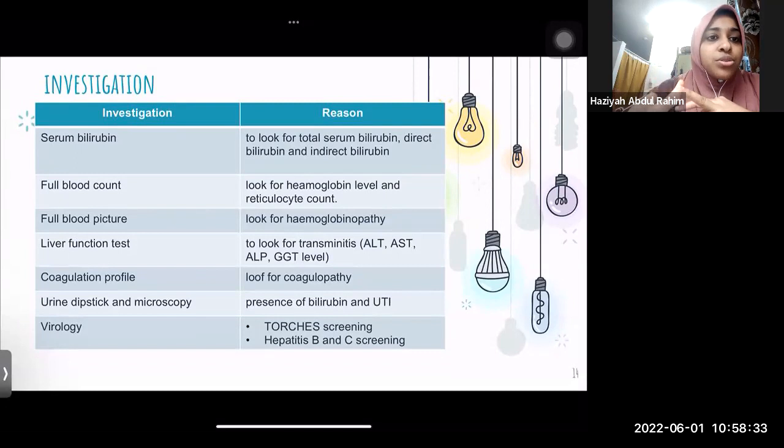Urine dipstick and microscopy, basically, starting from here, we want to look for the causes of jaundice. So urine dipstick to look for presence of bilirubin. If let's say there is a conjugated bilirubin, most likely there is a presence of bilirubin in the urine. And then we look for UTI. For virology wise, look for TORCH screening and also hepatitis B and hepatitis C screening.